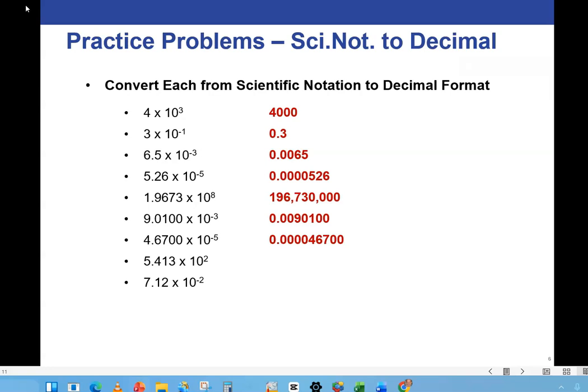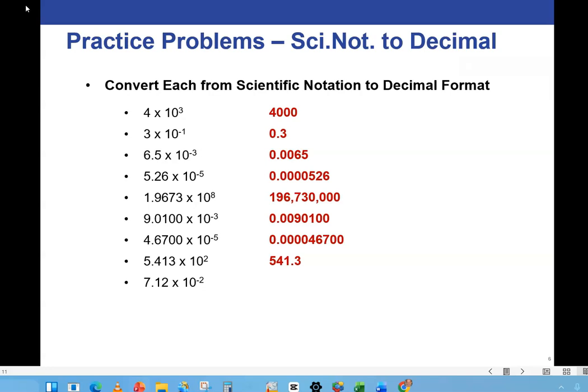The next number is 5.413 times 10 to the 2. And just to remind you, 10 to the 2 is 10 squared, or 100. So this is 5.413 times 100. So it's going to be a little bit more than 500. And in fact, when we take these digits and we move the decimal place to the right 2 times, we end up with the number 541.3.